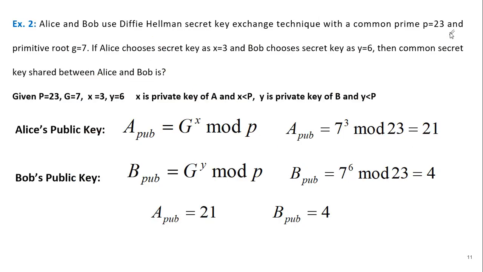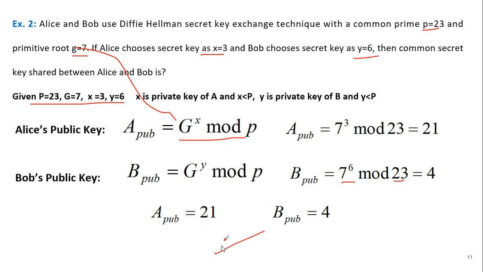Now see the next example: P is 23, G is 7, X is 3, Y is 6. So first these values are given. First we calculate G raised to X mod P. P is 23, G, the primitive root, is 7, and X is 3, so 7 raised to 3 mod 23 is 21. G raised to Y mod P is 7 raised to 6 mod 23, which is equal to 4.